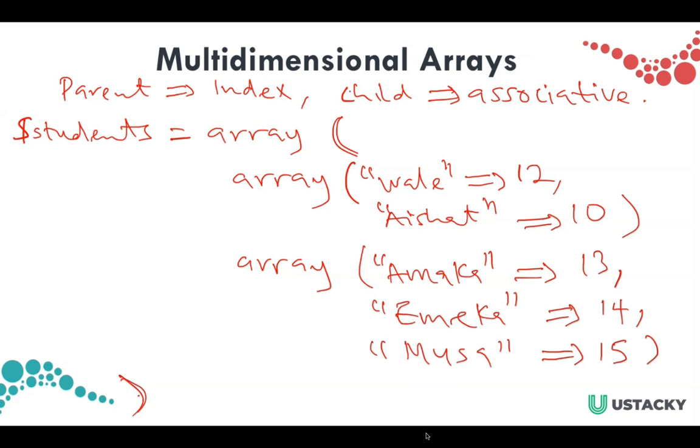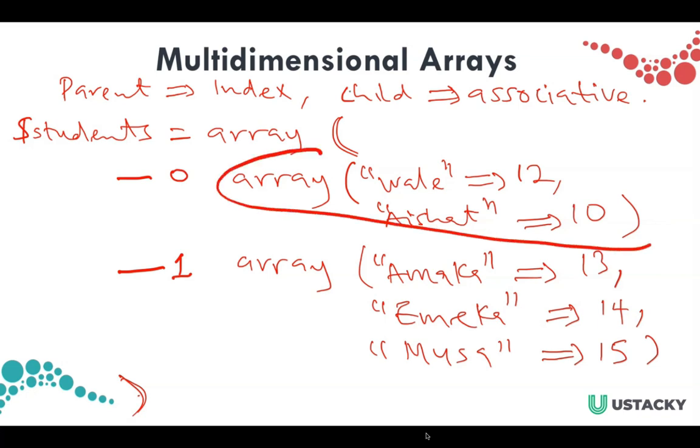So you can see that these elements are index arrays. The index of this is 0 and the index of this is 1. But the value is also an associative array. And this is also an associative array, I mean the second one.